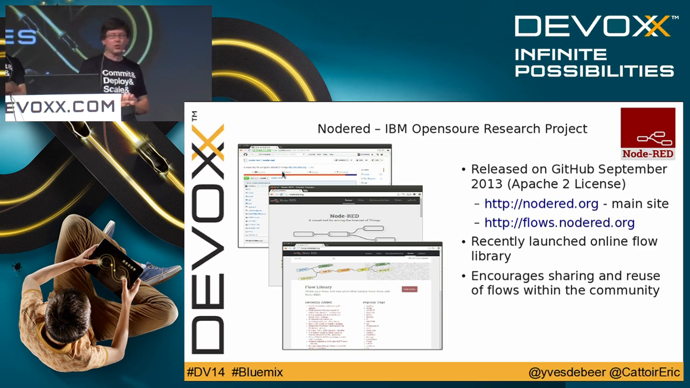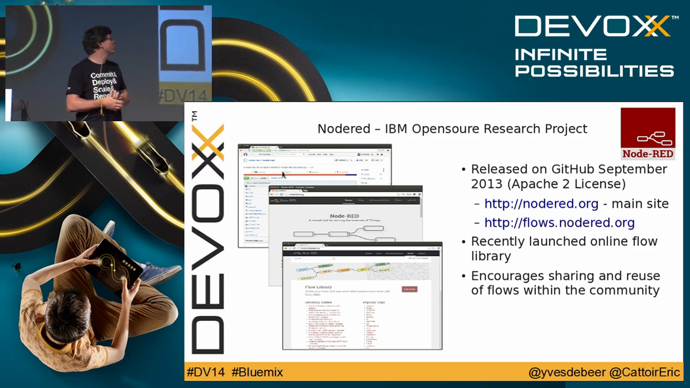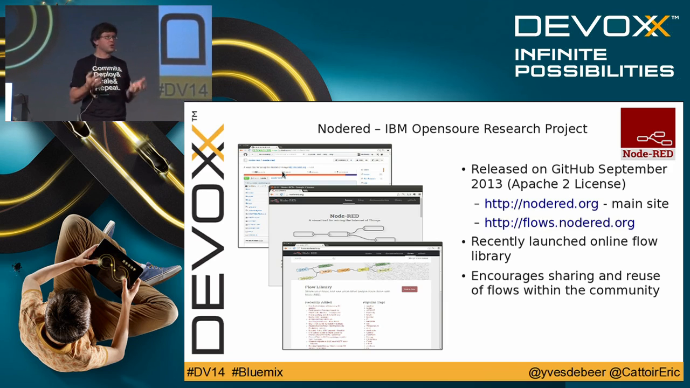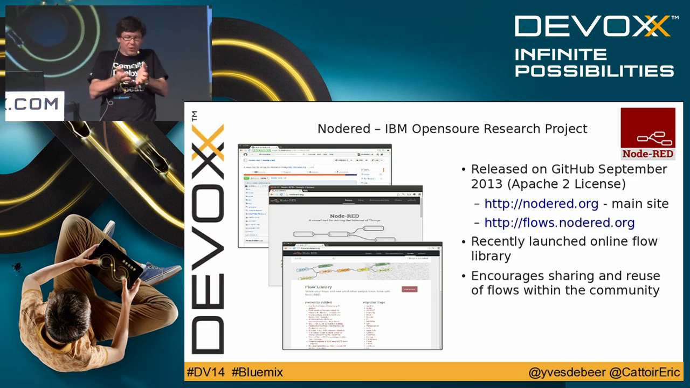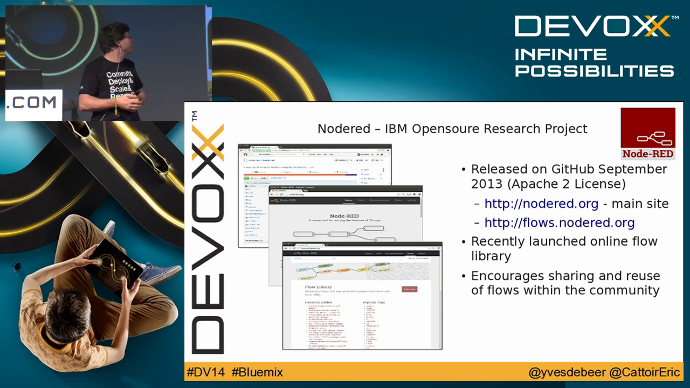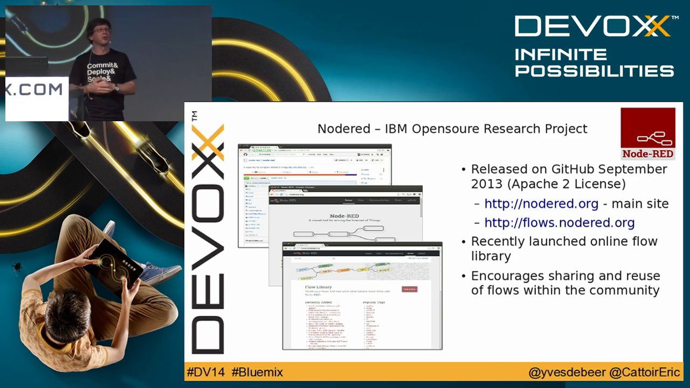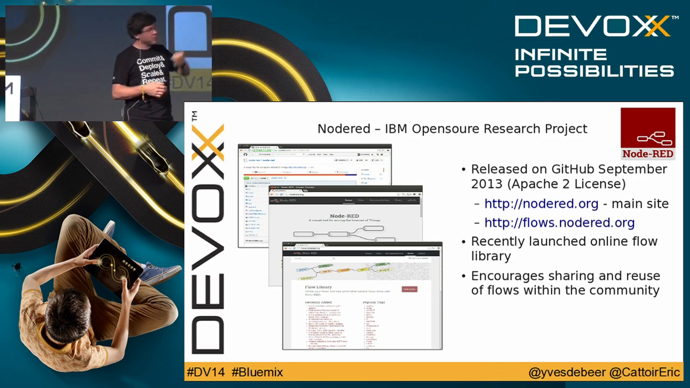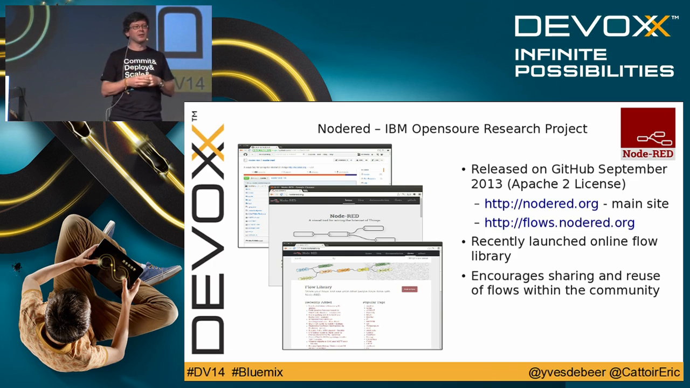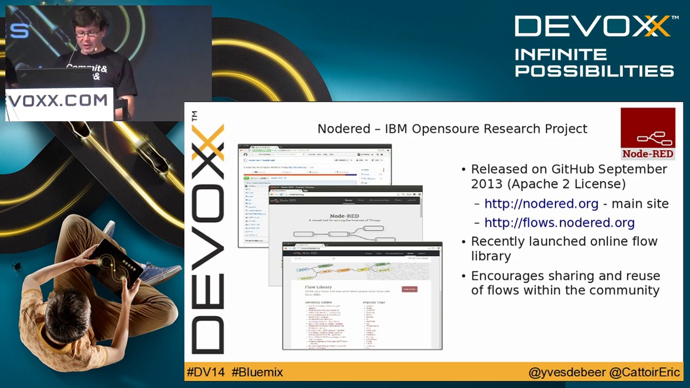So if you want to work with this environment, you can just go to nodered.org. It's open source. You can download it from there. You can install it. You can also install it just on a regular PC. As long as you have a Node.js runtime environment that you can install on the machine, you can install the code on it.